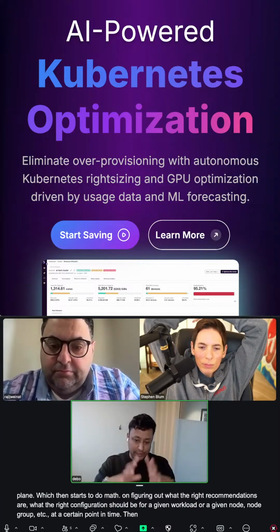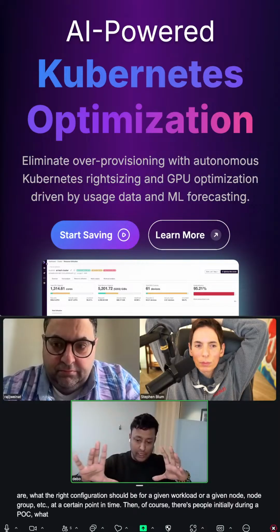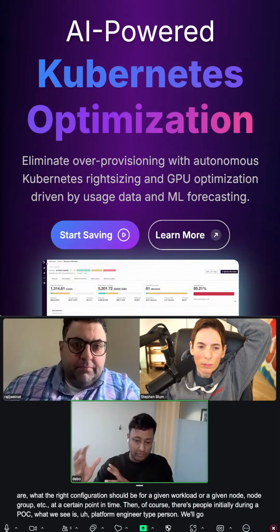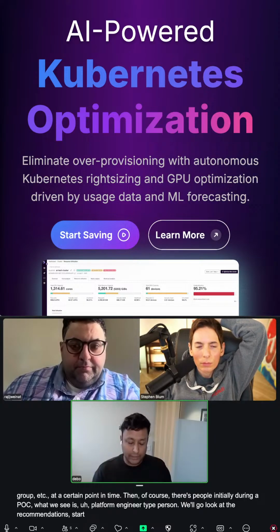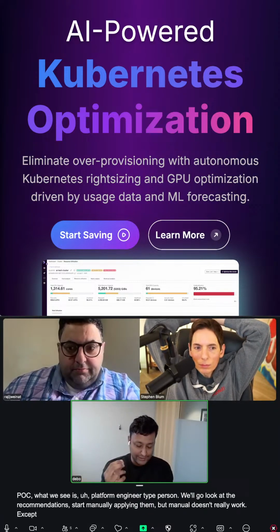Then, of course, there's people. Initially, during a POC, what we see is the platform engineer will go look at the recommendations and start manually applying them, but manual doesn't really work, except for example.